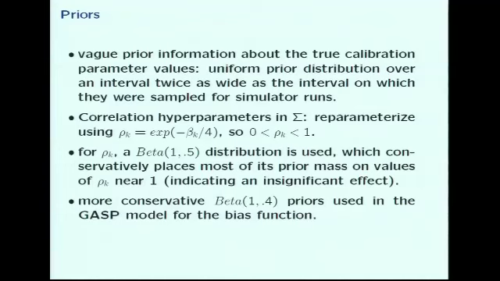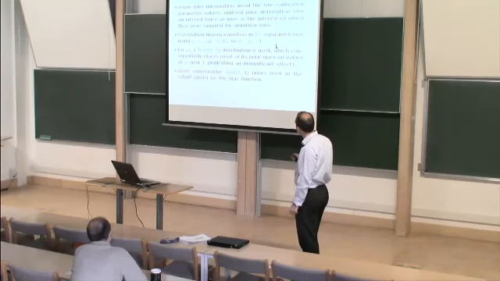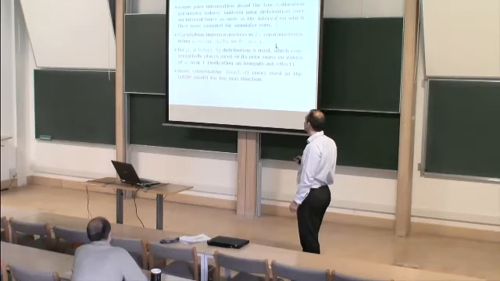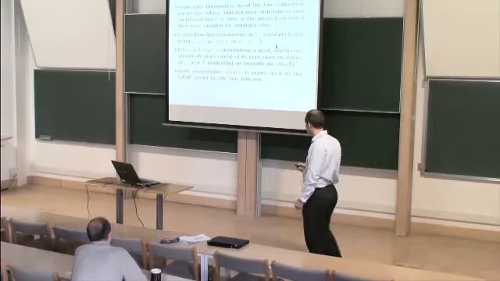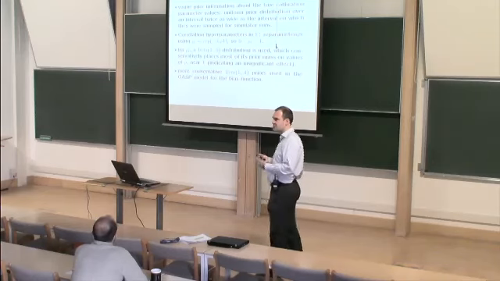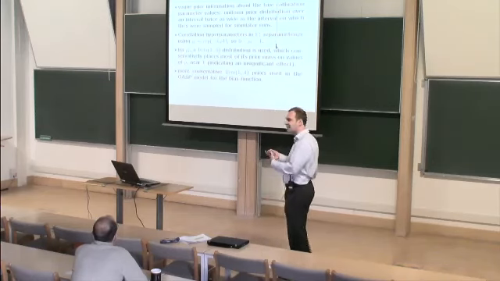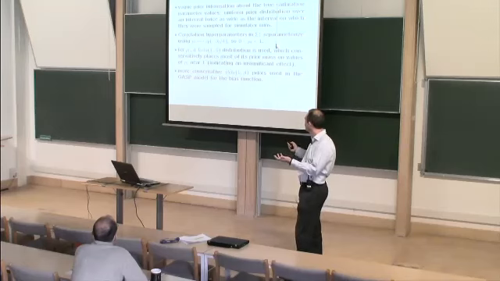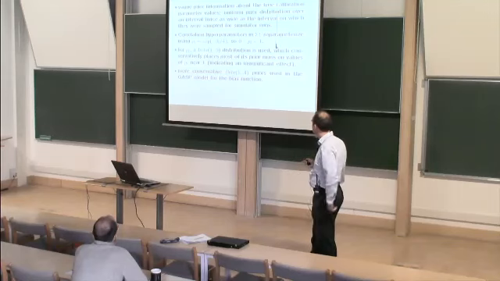This is more interesting. You remember those betas that actually drive the decay of the correlation between model outputs. Here we reparameterize them using this exponential transformation, between 0 and 1. We put a prior on it, which conservatively places most of its prior mass on values near 1. So what does it mean near 1? That means beta has to be close to 0. That means there's no real effect. If you're far away in the input space or not, it doesn't matter too much. So there's no strong decay.